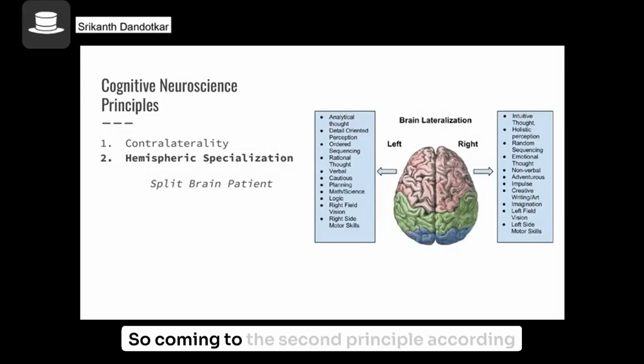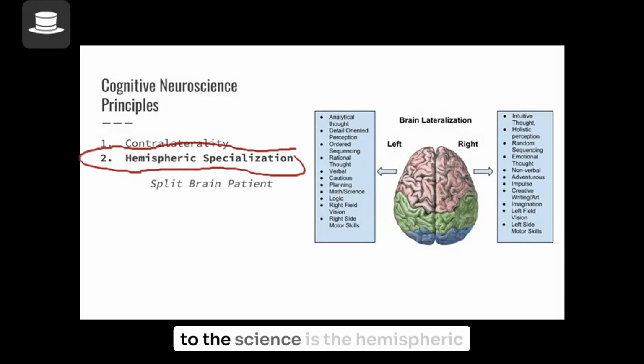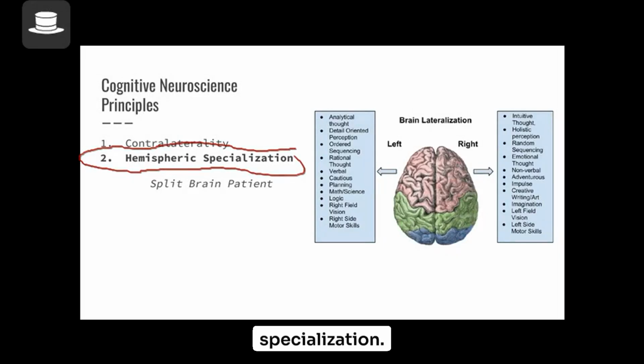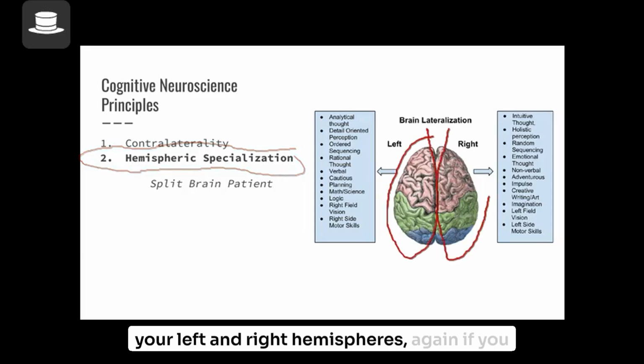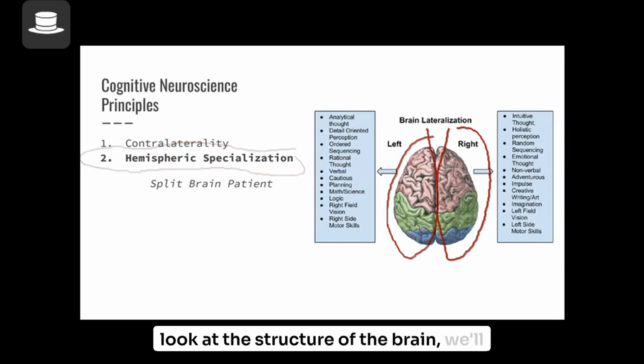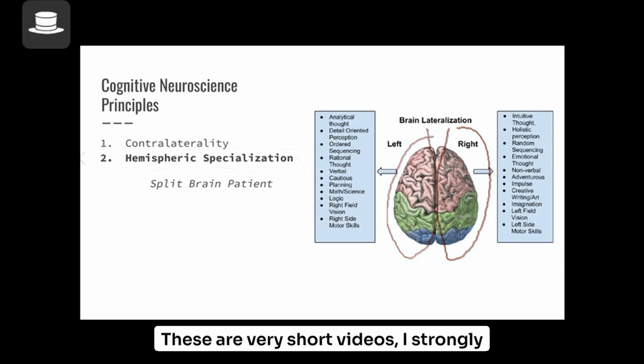Coming to the second principle of cognitive science, hemispheric specialization. Hemispheric specialization is the idea that your left and right hemispheres are specialized in functions. Again, if you look at the structure of the brain, we'll talk about how hemispheres are formed. We'll also talk about what connects these two hemispheres. These are very short videos. I strongly suggest you watch those videos.